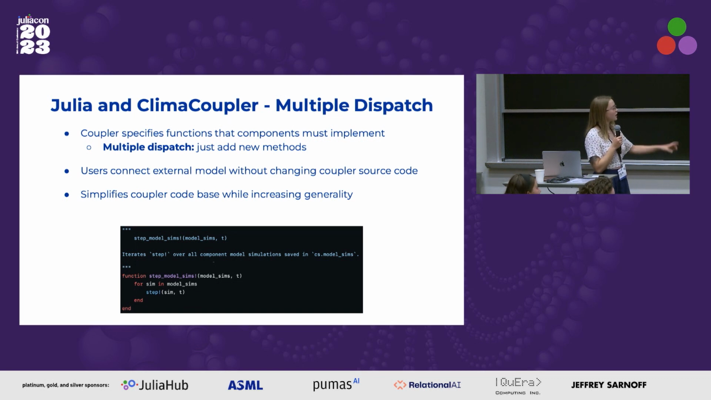You can see here that we have the step model sims function, which steps all of the component models in our simulation. Due to multiple dispatch, this function is very simple. All we do is have this simple for loop that loops over all of the component models, and then we call this step function on each of them. Since each of the component models has to have this step function defined, this will just dispatch off of the type of the model, and we'll step each of the component models.